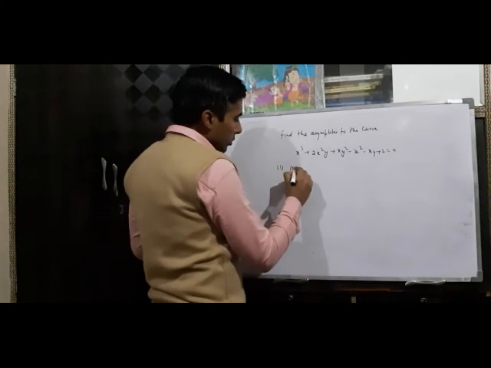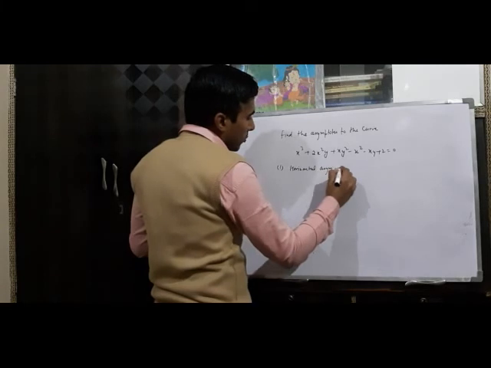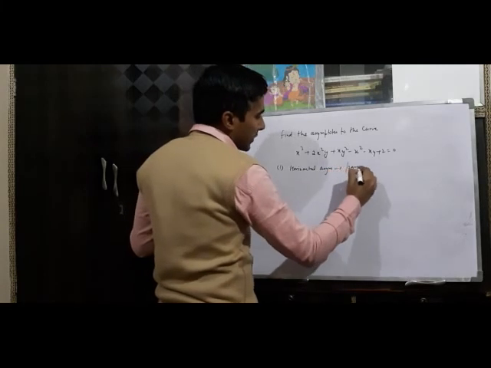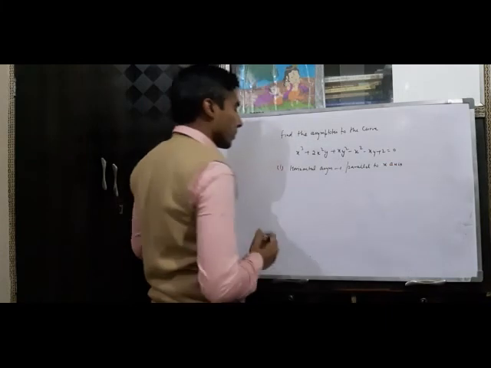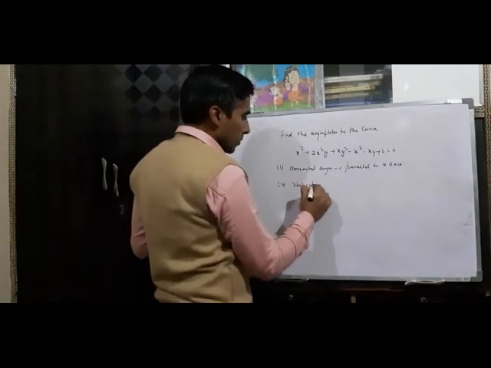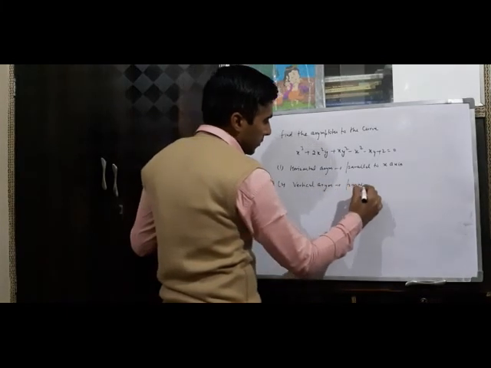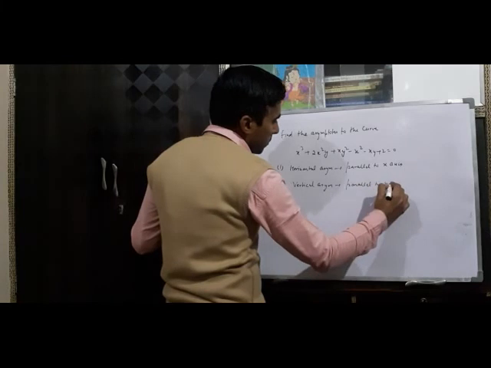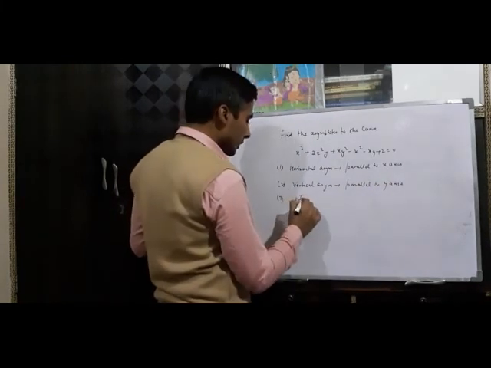Horizontal asymptote means parallel to x-axis. Vertical asymptote, parallel to y-axis. Third one is oblique asymptote.